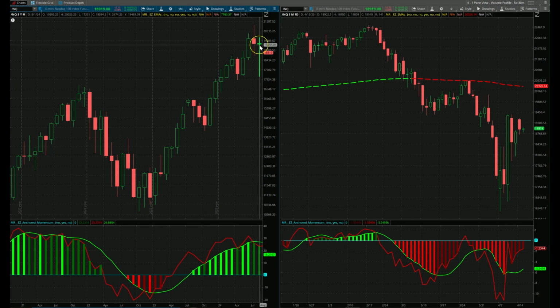If anybody knows the name of this particular candle, feel free to leave it in the comments. I'll see if I can look it up and figure it out. But anyway, moving on. What are we looking at? The red crossed under the green. Weakness coming in, and we're going to be coming down. Right? Boom.